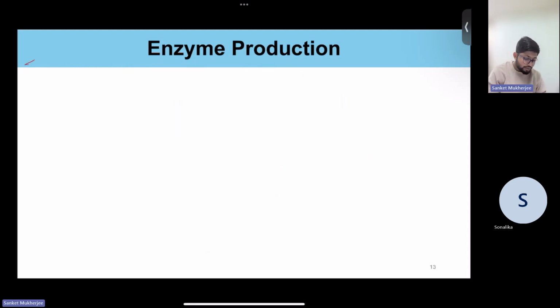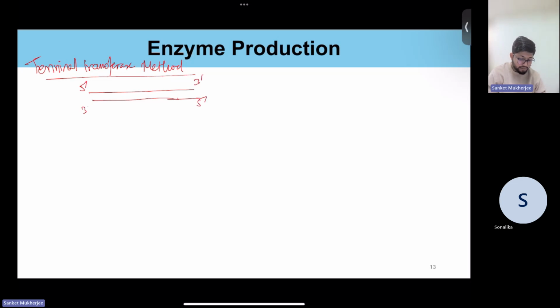The other method, as I told you, is the terminal transferase method. What happens is, again, you have a DNA, 5 prime N, 3 prime N, 5 prime N, 3 prime N, joined by the hydrogen bonds. You give a lambda exonuclease. So that will essentially cause sticky ends. So you will see the 5 prime ends are resected, right?